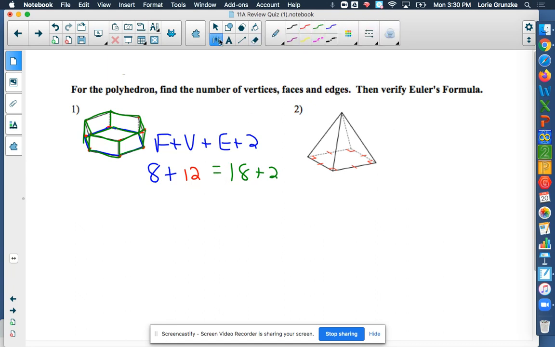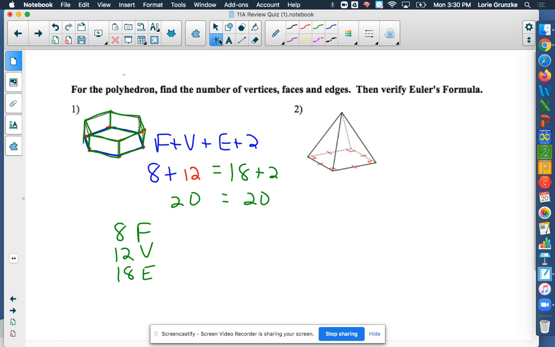So then you check it. 12 and 8 is 20. 18 and 2 is 20. You know you did it right. On the quiz, it'll probably say for faces, 8 Fs, 12 Vs, and 18 Es. So that's what you would watch for on the multiple choice answers.